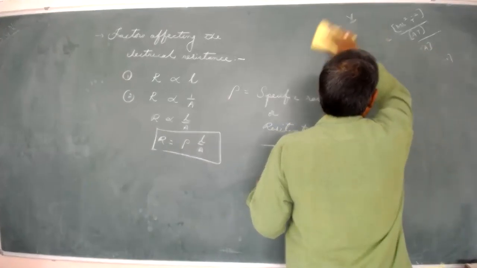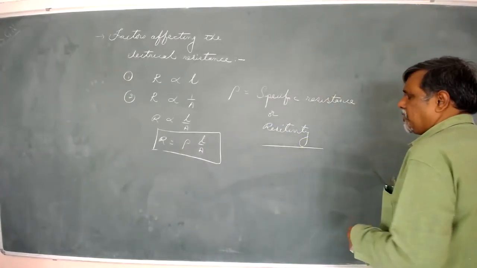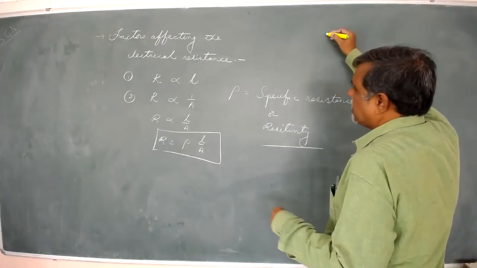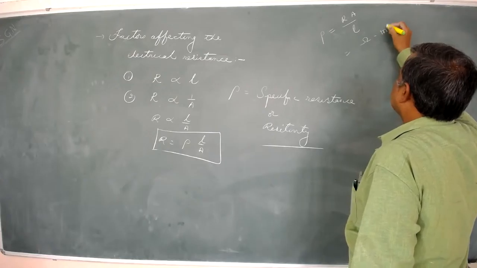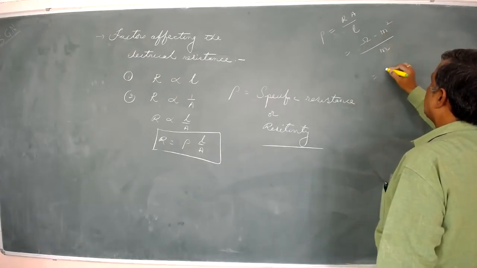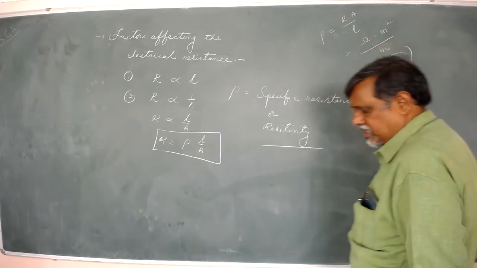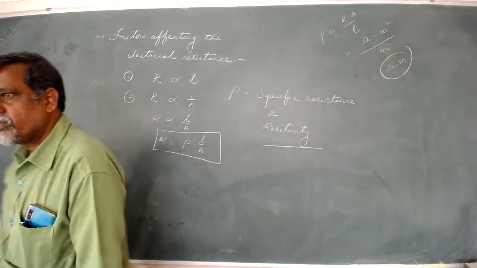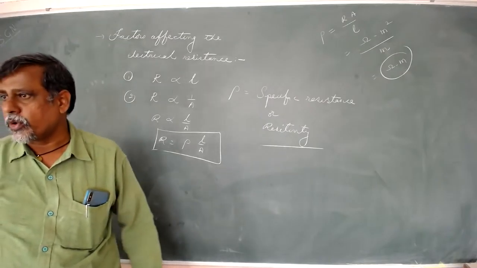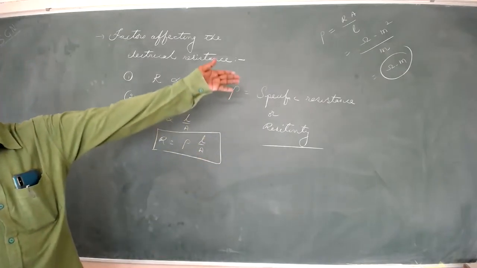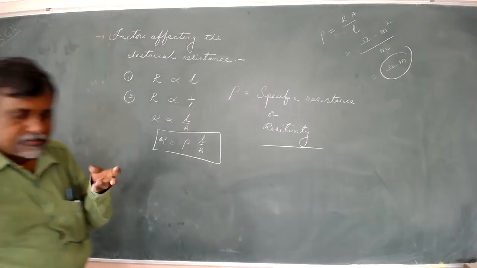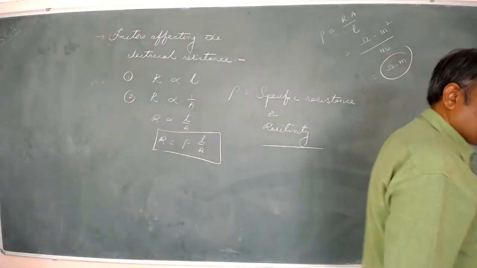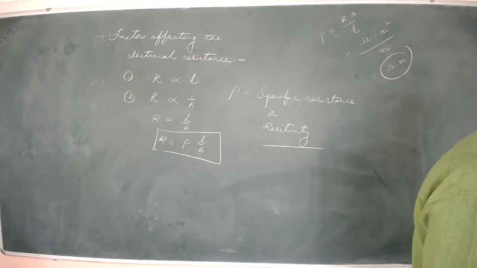For this rho, you need to write the units. To find the units of rho, convert the equation in terms of rho: rho is equal to R into A by L. R is measured in ohm, A in meter square, L in meter. So ohm meter is the unit of rho. Now write the dimensional formula of this rho and tell me.